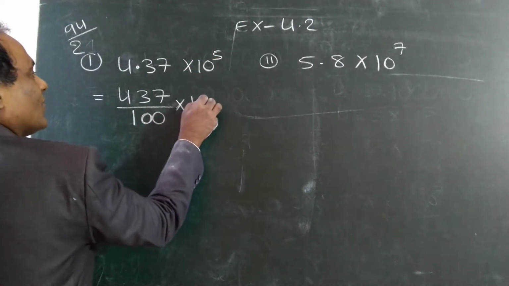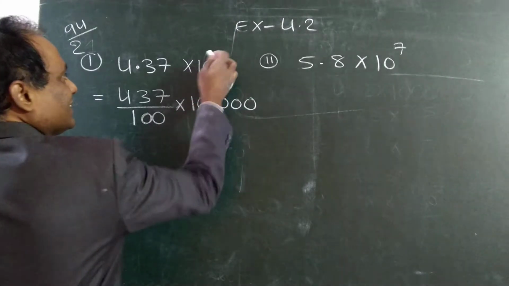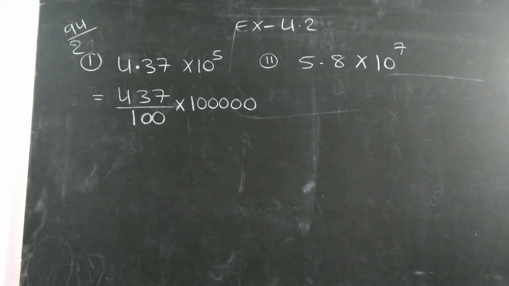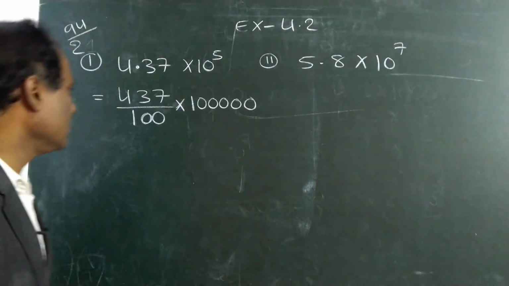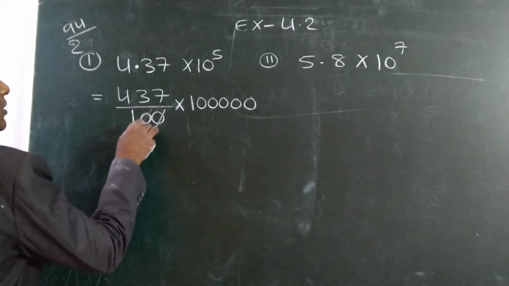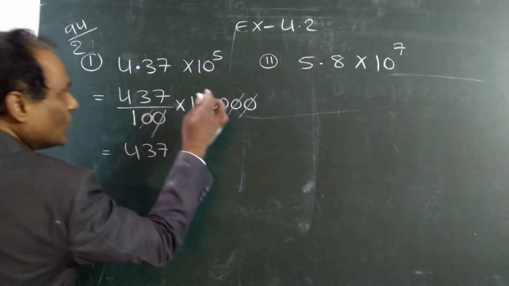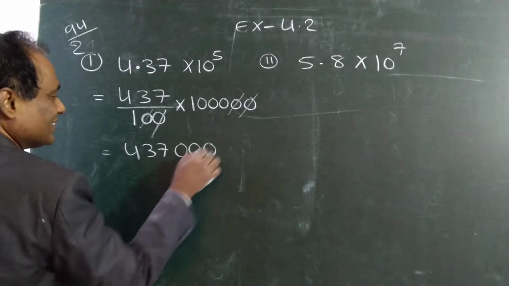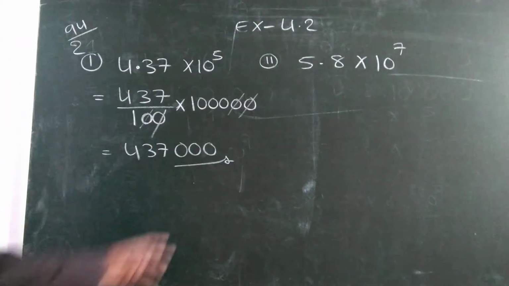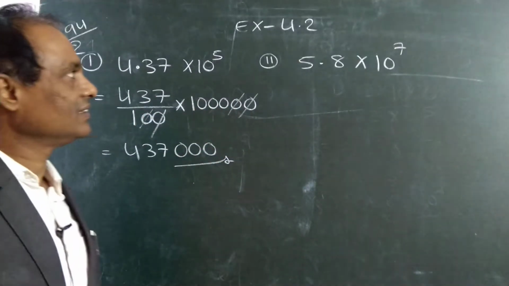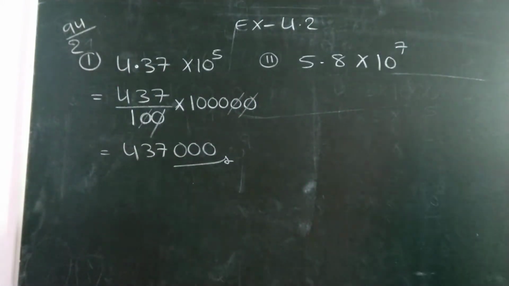10 to the power of 5 means 1 followed by 5 zeros. 2 zeros cancel between the numerator and denominator. So 4, 3, 7 into 1000, 3 zeros is the answer. Simple. Same way you try this. Do it, all of you, students.